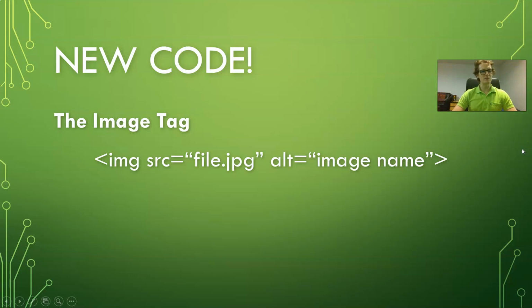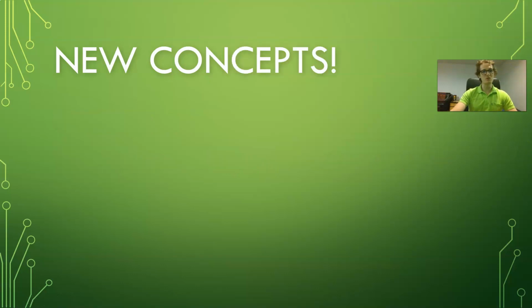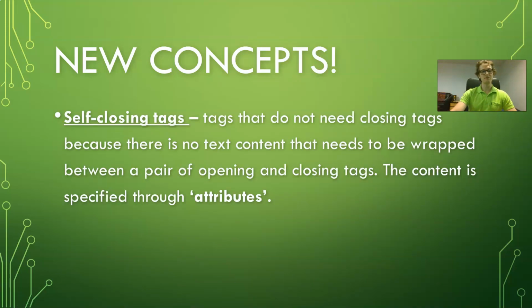This is a little different from before, so we've got some new concepts as well. First of which is self-closing tags. Those are tags that do not need closing tags because there is no text content that needs to be wrapped between a pair of opening and closing tags. The content is specified through attributes.